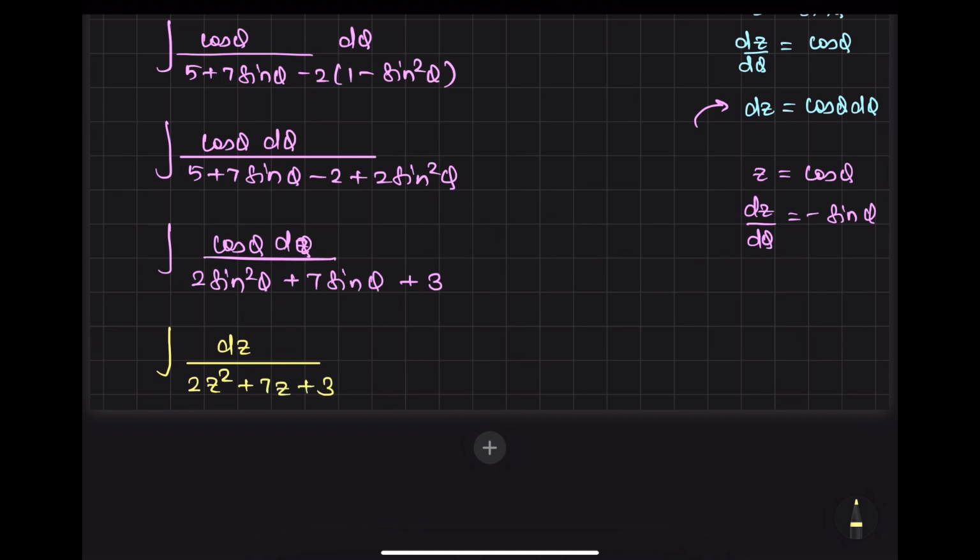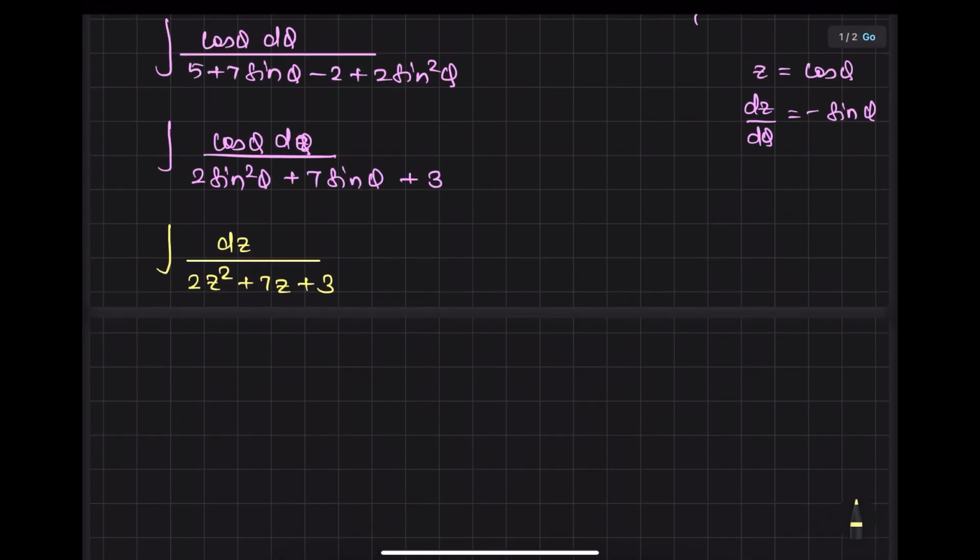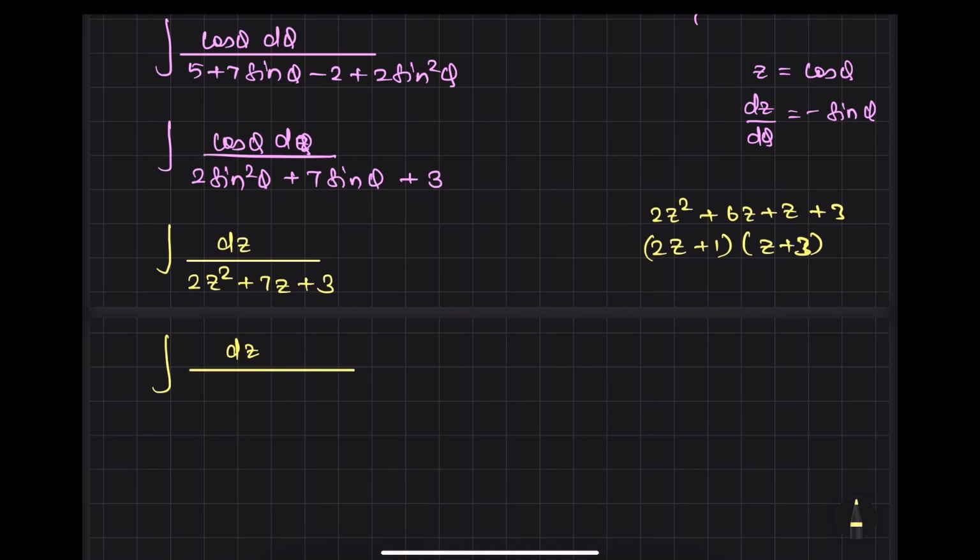Now look at this, the denominator looks like a quadratic, okay? So you can go with two ideas, either completing the square, or factorization. Suppose that I want to go through factorization. So 2z square, we have 2 times 3 is 6, so 6z plus z plus 3. So it gets factorized into 2z plus 1 and z plus 3. So we can write this question as dz by 2z plus 1 and z plus 3.